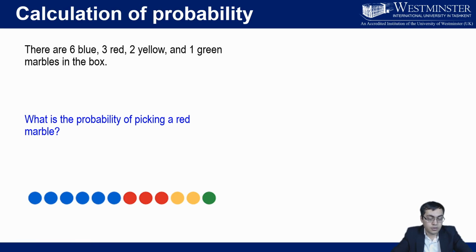Let's look at yet another example. Suppose we have a box, and in there are 12 marbles, right? So 6 plus 3 plus 2 plus 1, 12 marbles. And now we're interested in the probability of picking a red marble.